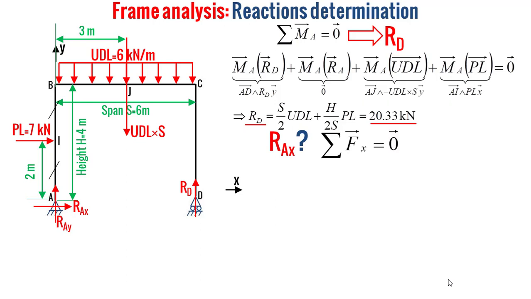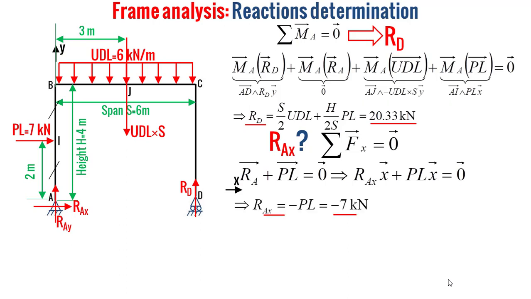Now, in order to determine RAX, we will apply the static equilibrium equation of forces along X. When we apply this equation, we will find finally that RAX will be equal to minus the point load PL, which will give numerically RAX equal to minus 7 kilonewton. So the reaction RAX is in the opposite direction of X.